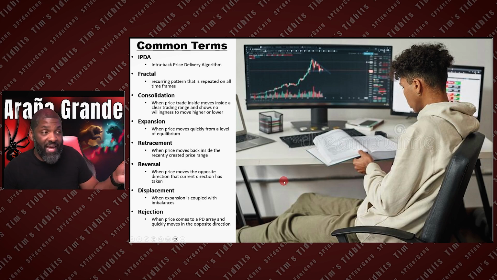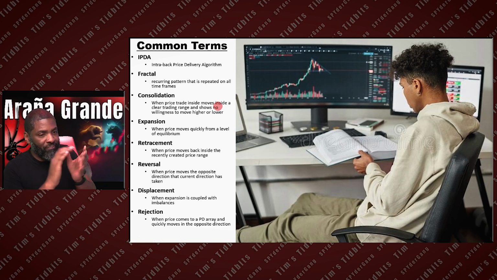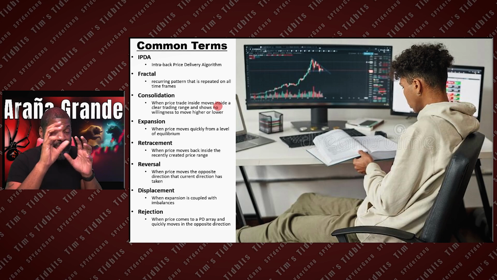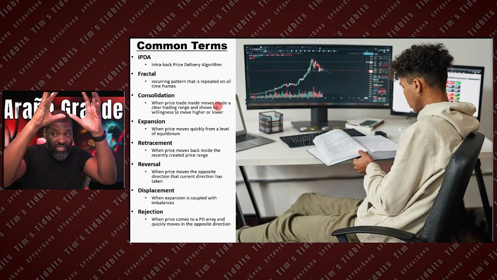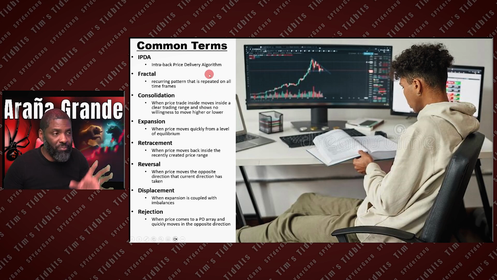Fractal, right? This is not an ICT term. This is a real word. Fractals are reoccurring patterns that are repeated on all time frames, right? I think fractal is like a geometrical thing. But fractals, meaning stuff repeats on a larger time frame or a larger scale, then medium, then small, then tiny, but the pattern is repeating. And price is fractal. What happens on the higher time frames happens on the lower. What happens on the lower happens on the higher. Price is fractal.